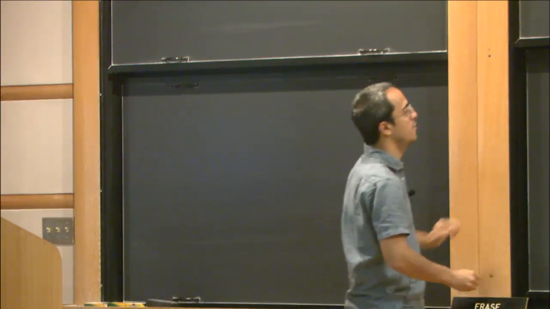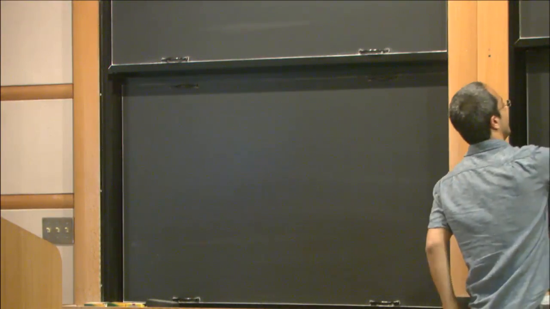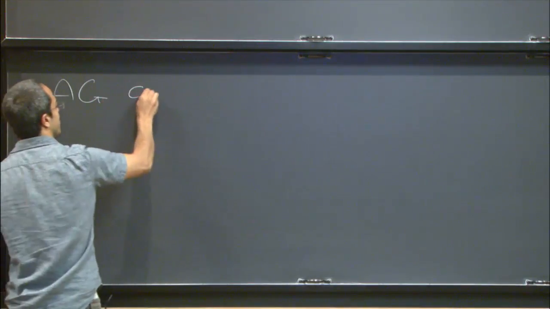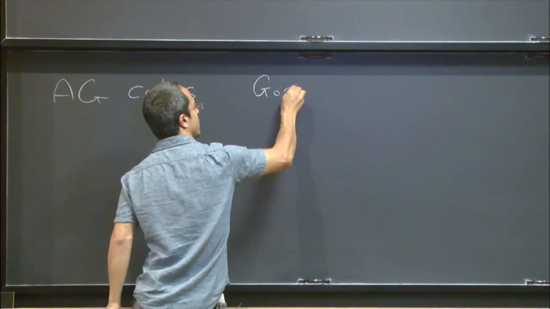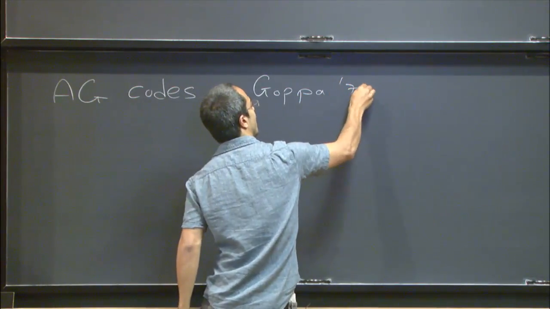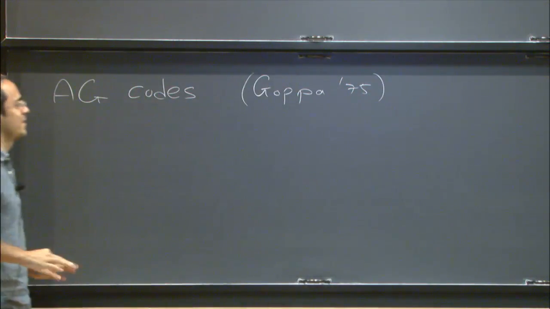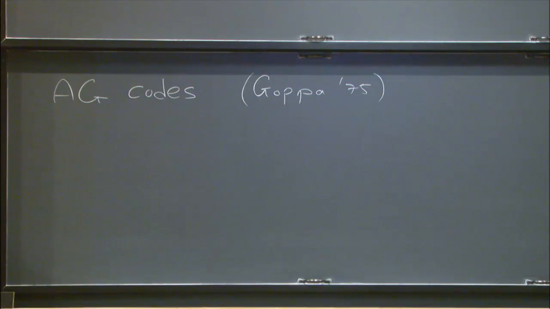So it's half computer science, I guess. AG stands for algebraic geometry codes. These are also known as Goppa codes, for the inventor, in more or less 1975.